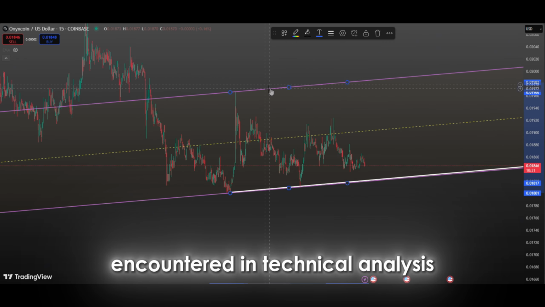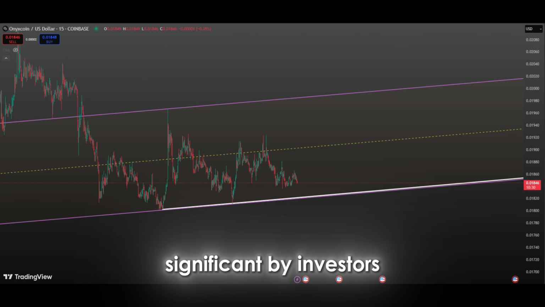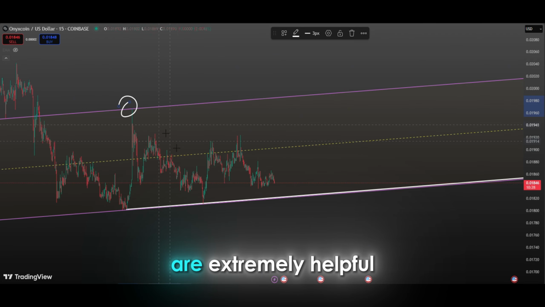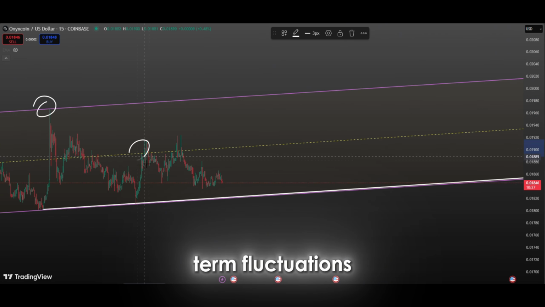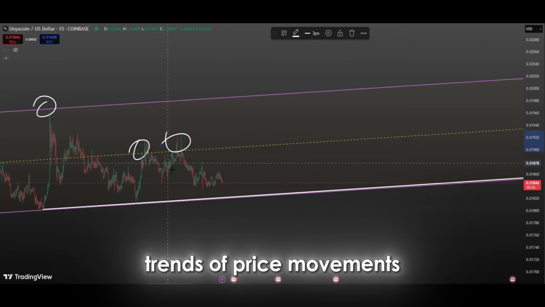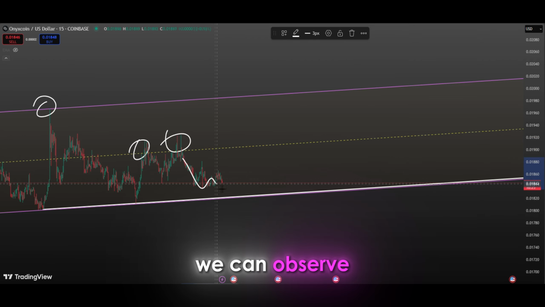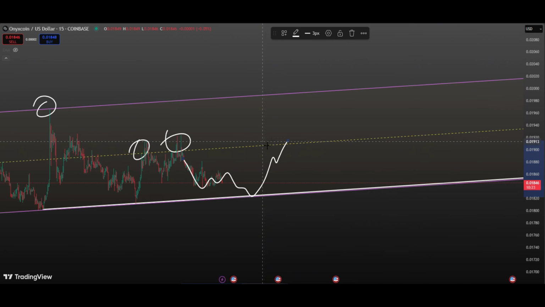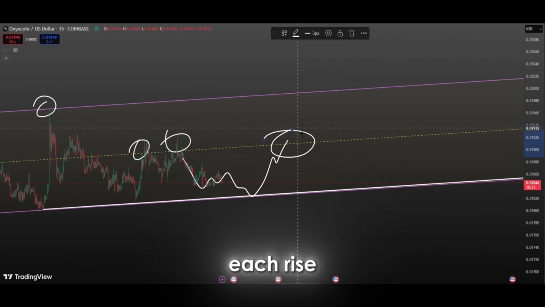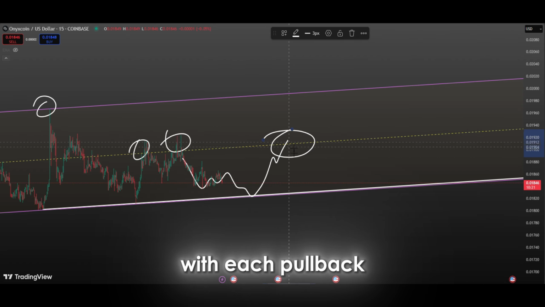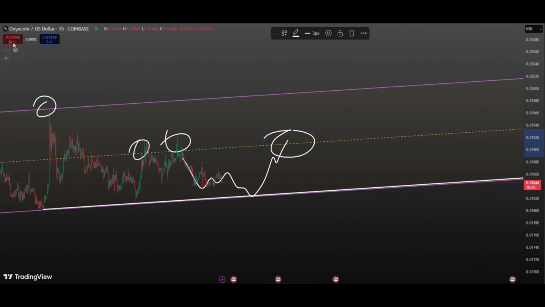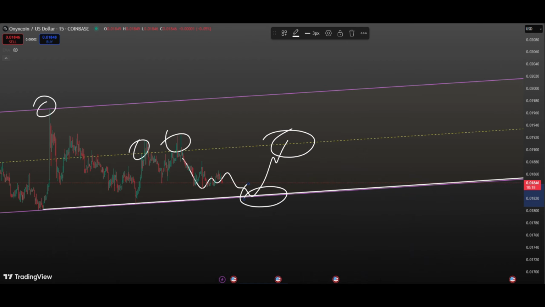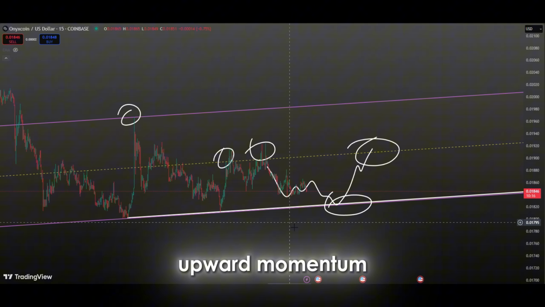in technical analysis and considered highly significant by investors when determining market direction. These types of formations are extremely helpful in understanding both the short-term fluctuations and long-term trends of price movements. In the current setup, we can observe that the price has been moving clearly within an upward channel for a certain period. This ascending channel reveals that with each rise, the price forms higher highs, and with each pullback, it forms higher lows. This structure indicates that there is a prevailing sense of optimism among market participants and that the price is maintaining upward momentum.